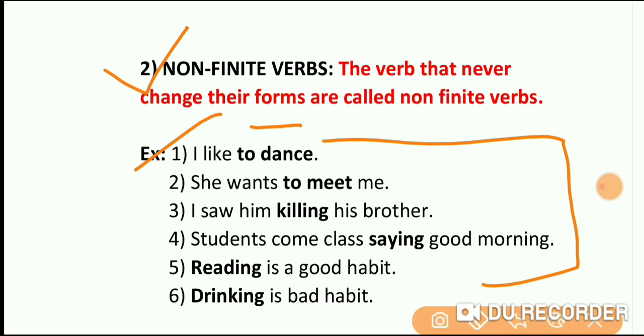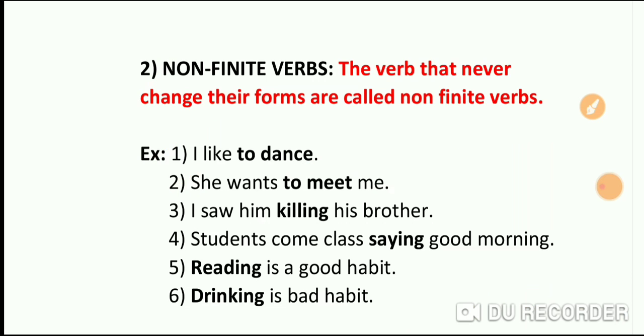And in the next example you see, she wants to meet me. To meet, to eat, to kick. In this way, you can use any base form of verb along with to. That becomes infinitive verbs. So these are examples of the first type of non-finite verbs, that is infinitive.